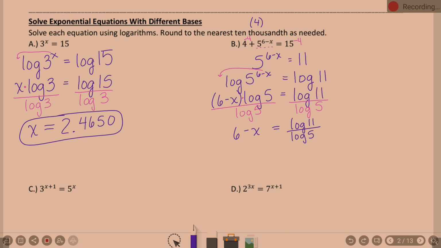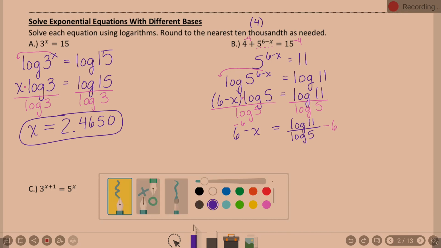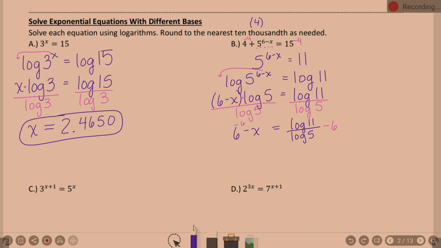Tweak that a little bit. Okay, it's a positive 6, so if I'm going to move the 6 over, I would have to subtract the 6 over. Fair enough? Okay, so now I have negative x equals log of 11 divided by log of 5, whatever that number is, minus 6. I don't know it yet. We'll figure it out.